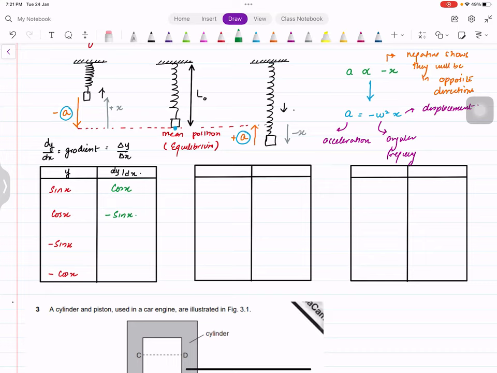Right. When you derivate minus sine x, because it doesn't change the sign, it will turn to minus cos x; the negative will still stay the same because it doesn't change it. But minus cosine changes to sine x, and it also changes the sign, so it will become positive. Do you understand, everyone?